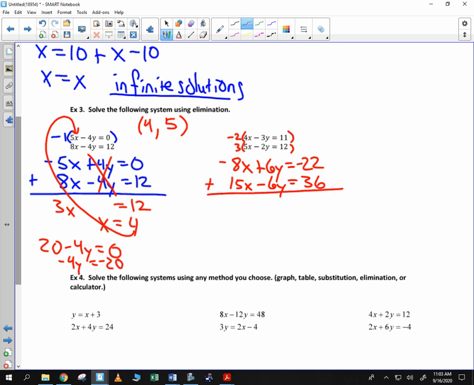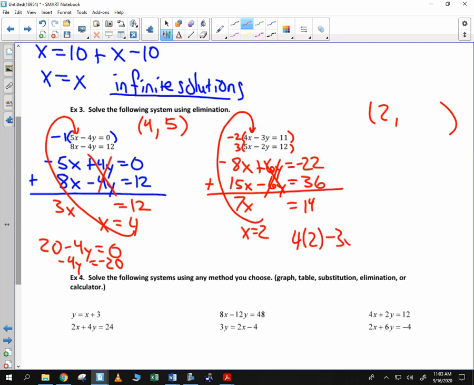And I add. Negative 8x plus 15x is 7x. Notice those cancel. Equals 14. Divide and you get x is 2. So 2 is the x value of my solution. Plug it back in to find the y value. So 4 times 2 minus 3y is 11. Or 8 minus 3y is 11. Subtract the 8, we get negative 3y is equal to 3. So y is negative 1. And that's my solution.